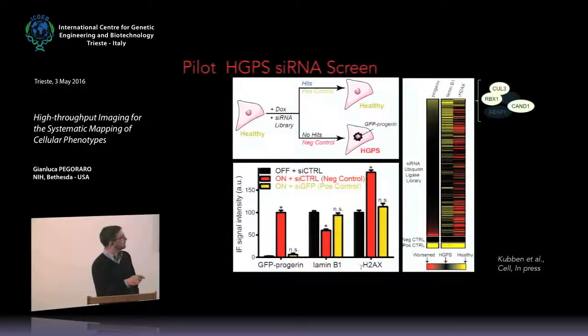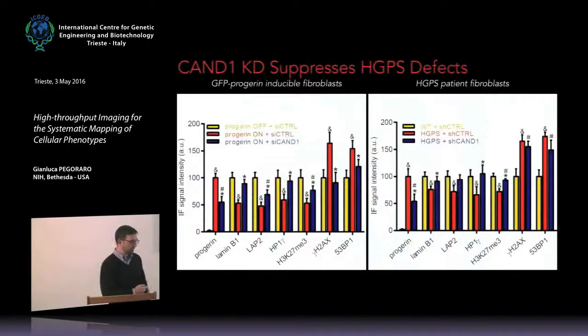CAND1 was particularly interesting because it's part of a protein complex that also includes RBX1 and CUL1. And CUL1 and RBX1 also scored pretty high during the primary screen, thus indicating that CAND1 might be a bona fide modifier of the Progeria phenotype in cultured cells. Nard is very thorough, and so he went back and decided to test CAND1 knockdown on the whole panel of Progeria patient markers, the heterochromatin and nuclear envelope markers that I showed you before, and knockdown of CAND1 rescued all the markers in the inducible cell line.